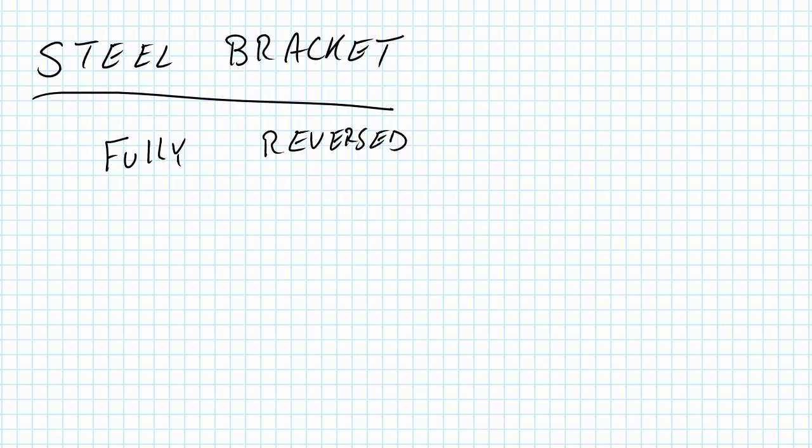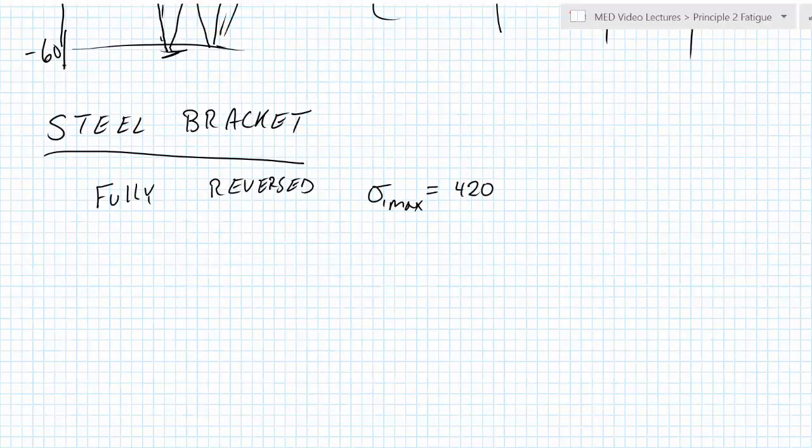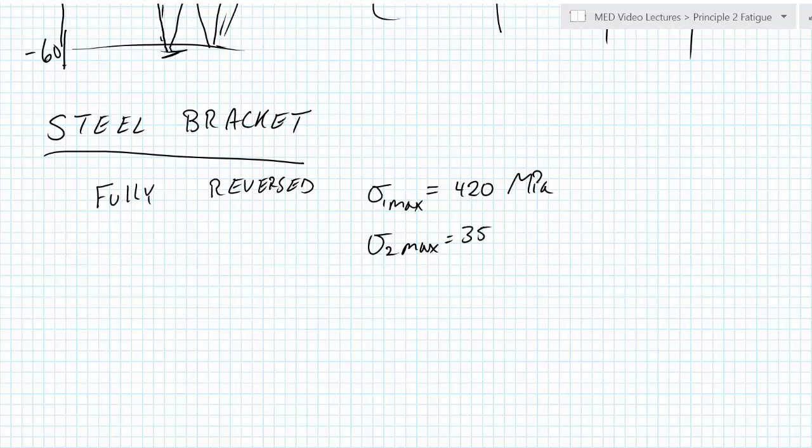So it has a fully reversed cycle where sigma 1 max is 420 megapascals, sigma 2 max is 350 megapascals, and sigma 3 max equals 280 megapascals. And all of these are fully reversed, so the mean's going to be 0, and the amplitude is the same thing as the max in this case, again, just for simplicity.